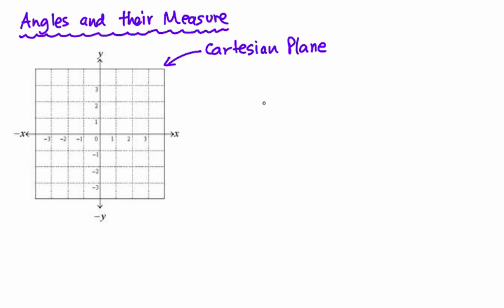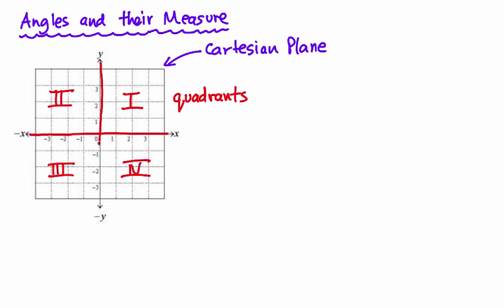So first of all, there are four sections to the Cartesian plane, and they're known as quadrants. And I'll mark them in red. This is the first quadrant, the second quadrant, the third quadrant, and the fourth quadrant. And they are dividing up the Cartesian plane by looking at the different four sections created by where the axes are, the x-axis and the y-axis.